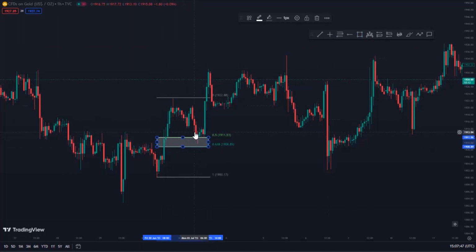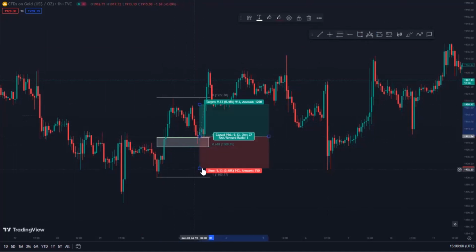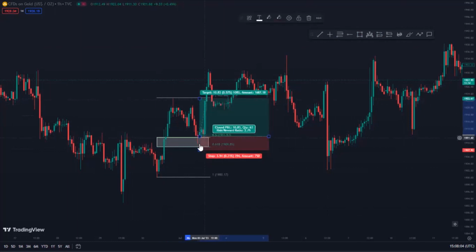But you can't just use the Fibonacci on its own. You need to use it as a layer, right? So you need to add other layers that confirm this buy that you are looking at, right? You can't just enter your buy here because of one confirmation. You need layers that confirm what you are talking about, right?